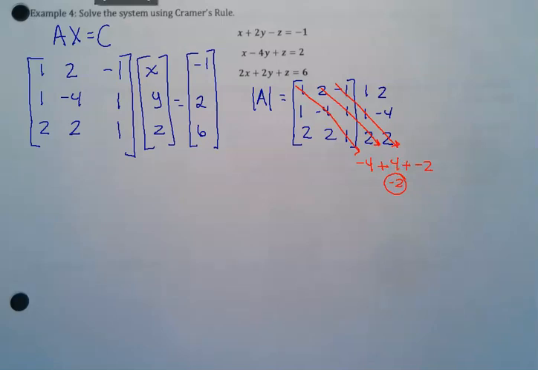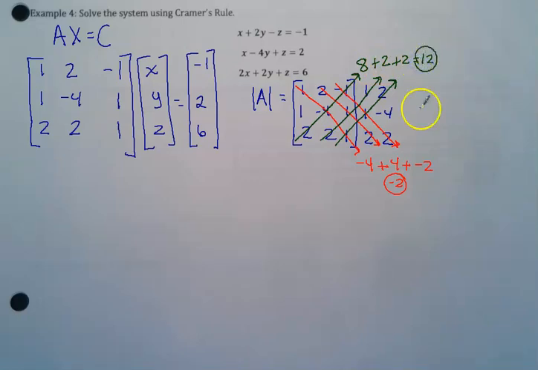All right, then we're going to do our minor diagonals. 2 times -4 is -8, times -1 is +8. 2 times 1 is 2, times 1 is 2. So we're adding. 1 times 1 is 1, times 2 is 2. So 8 plus 2 is 10, plus 2 is 12. Remember, to find the determinant, we subtract these. So we take the major, -2, minus 12, we get -14 here.